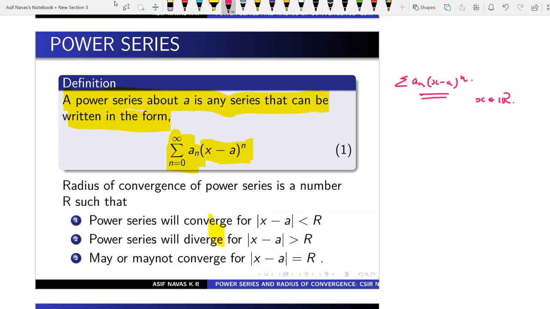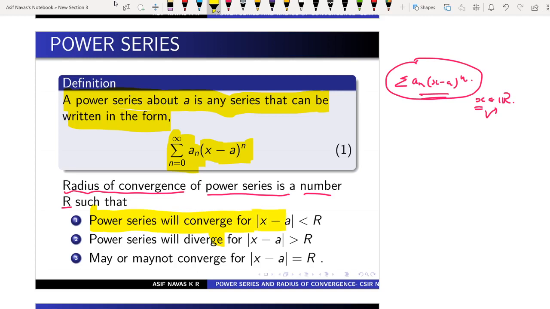Now, this is a series, right? So we want to check for what values of x the series converges. For that we will define a new number called the radius of convergence of a power series. It is a number R such that the power series will converge for |x minus a| less than R, and the power series will diverge for |x minus a| greater than R, and it may or may not converge at |x minus a| equal to R.